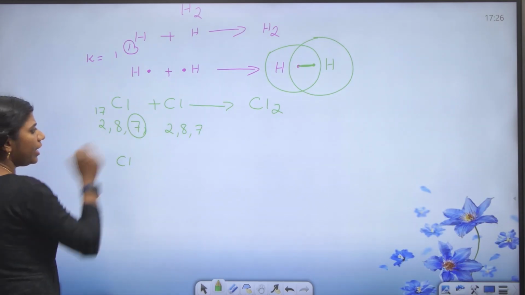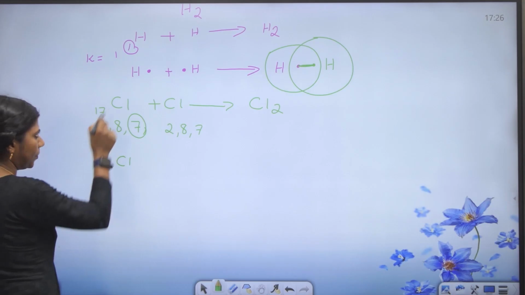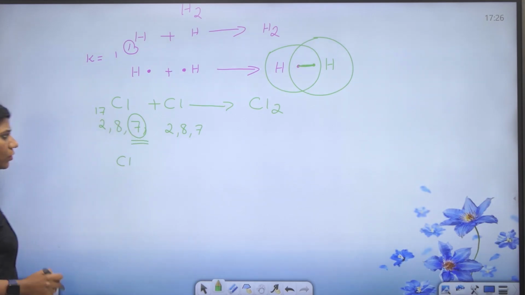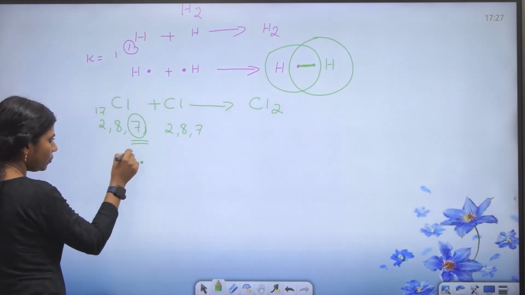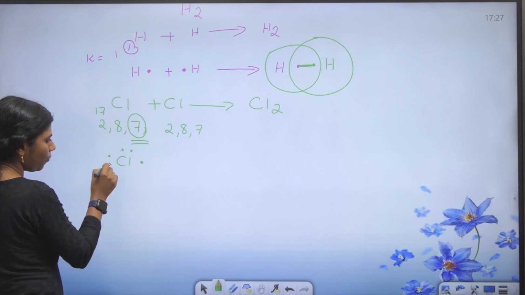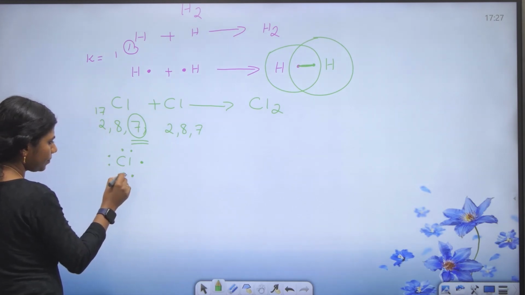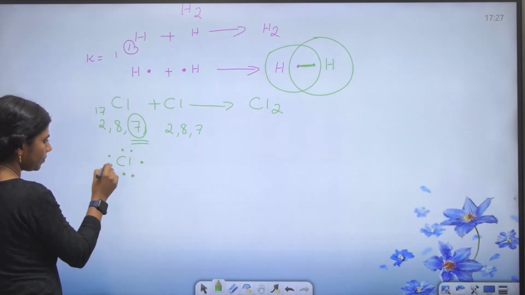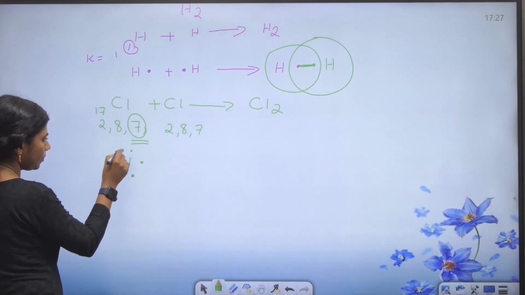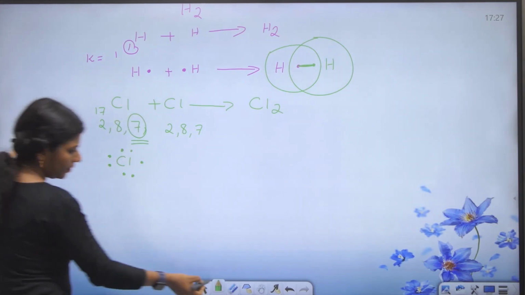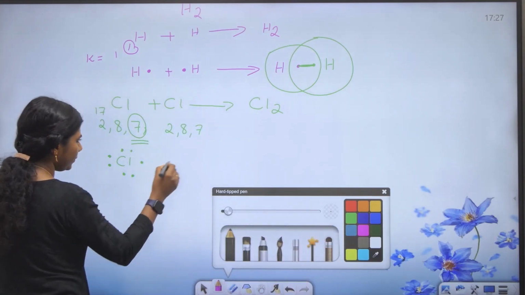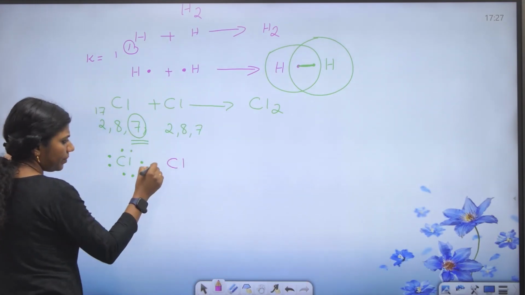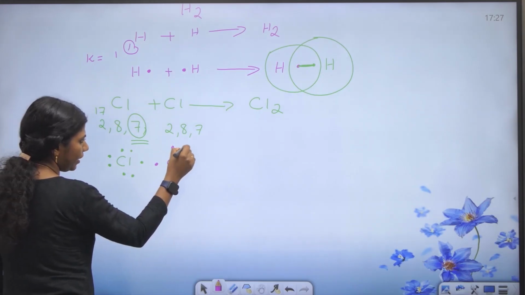First, draw the electron dot structure of the chlorine atom. In the electron dot structure, the valence shell contains 7 electrons, so represent the 7 electrons: 1, 2, 3, 4, 5, 6, 7. Then the second chlorine atom. Its electronic configuration is also 2, 8, 7, so the valence shell contains 7 electrons.